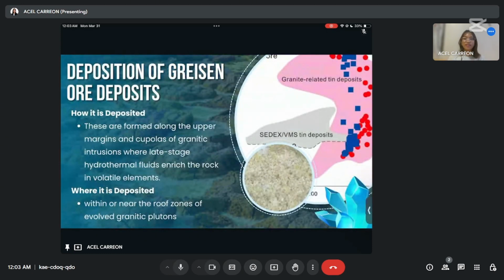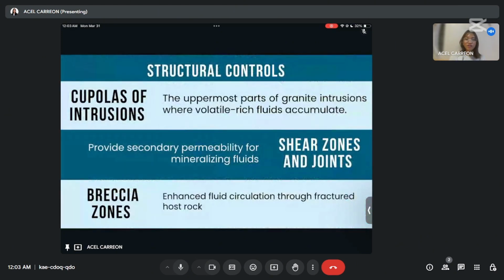The next deposit is the greisen ore deposits, where these are formed along the upper margins of cupolas. The cupolas are the dome-like structures of granitic intrusions where late-stage hydrothermal fluids enrich the rock in volatile elements. It is located or found within or near the roof zones of evolved granitic plutons, particularly in stable continental settings. Its structural controls includes the cupolas of intrusions, shear zones and joints, and breccia zones.